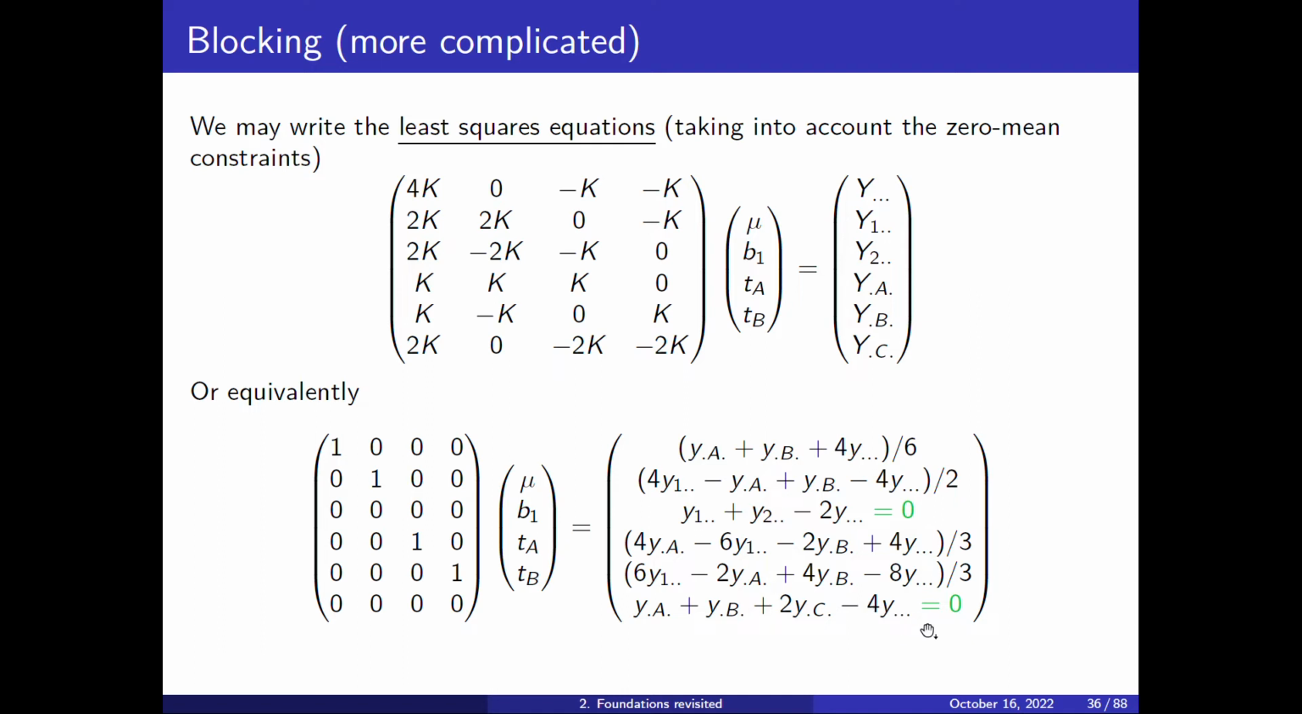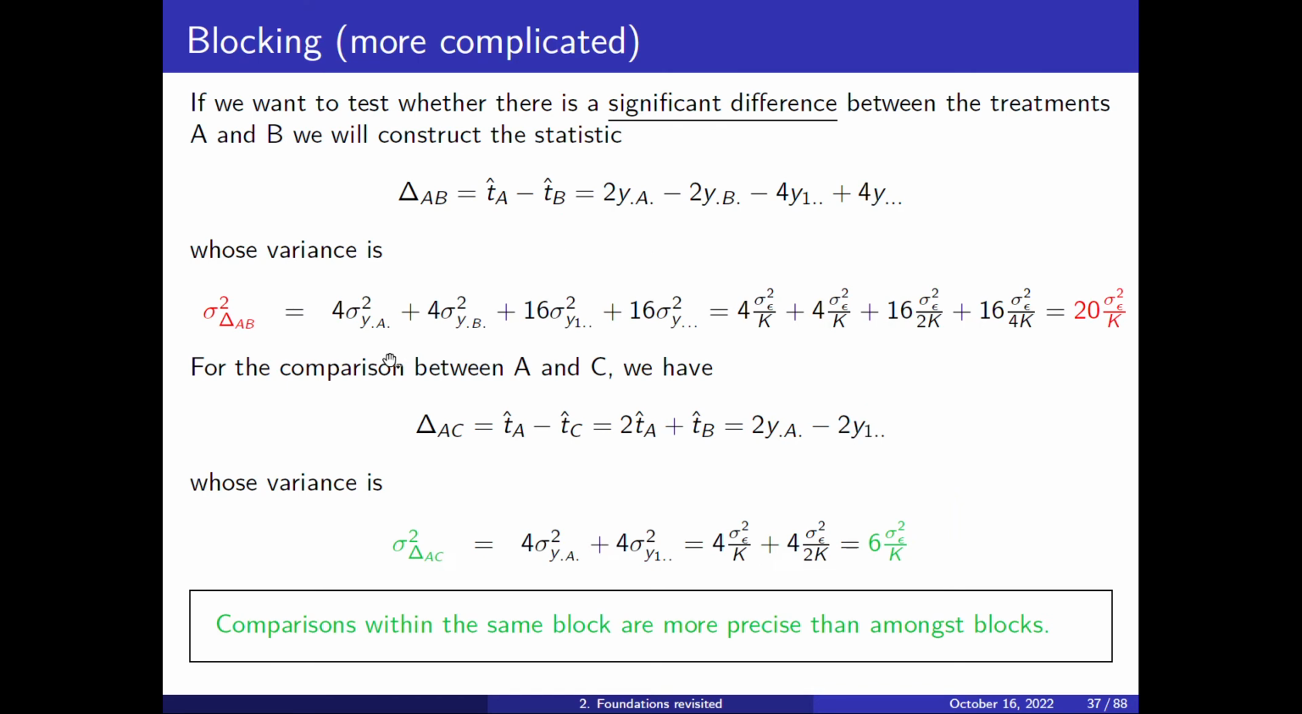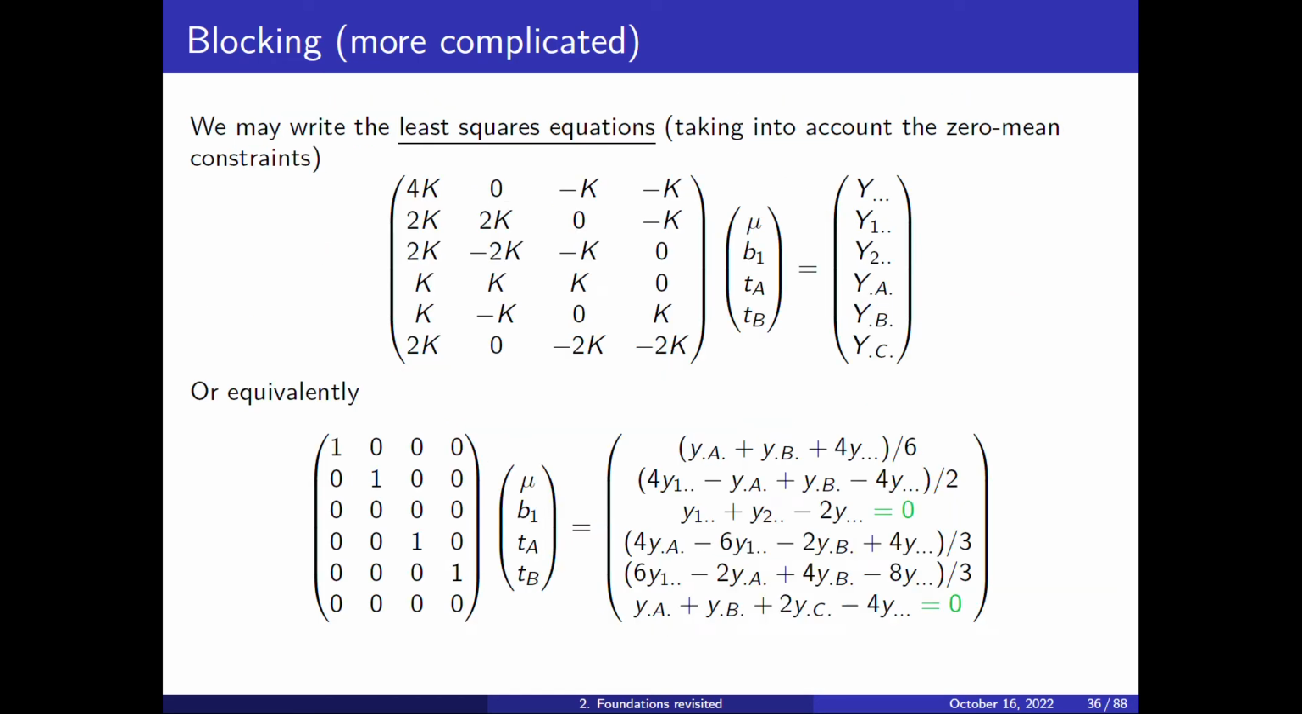Okay, so we have a consistent equation system in which we have 4 equations and 4 unknowns. And now what is interesting is that for instance we want to compute the mean. So what is the intercept? What is the estimate of the intercept? The intercept now is much more complicated. It is the average of A plus the average of B plus 4 times the total average divided by 6.